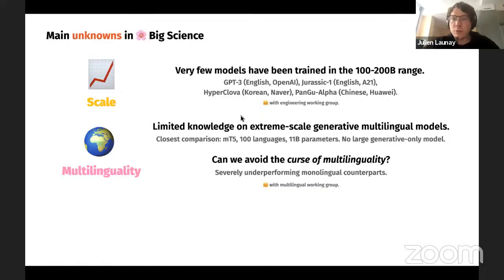And finally, there is something that has been called in the literature the curse of multilinguality, which is the question of, can we make a multilingual model that will not severely underperform monolingual counterparts? We'll go a bit more on this. And quite a few groups are also working on multilingual aspects and are supporting us in this endeavor.